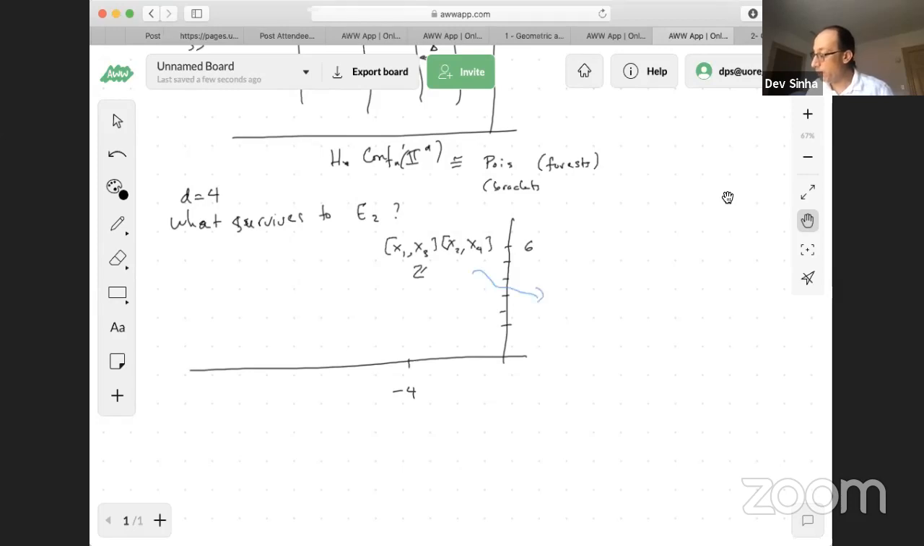H lower 2 of the space of embeddings of an interval in I4. And well, again, this is a geometrical topological question. What is the homology of the space of embeddings in a sense?